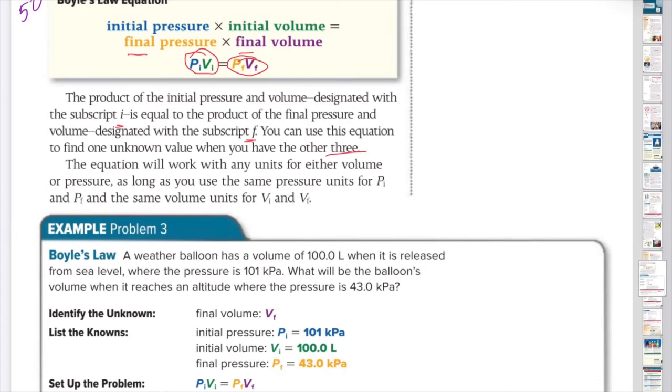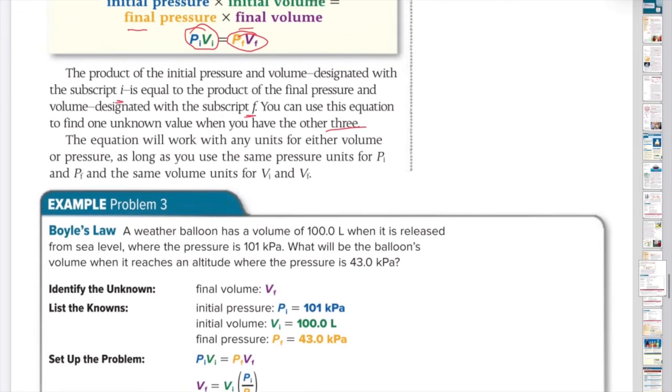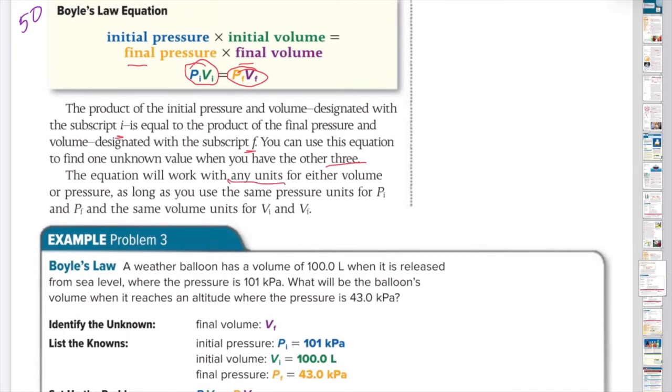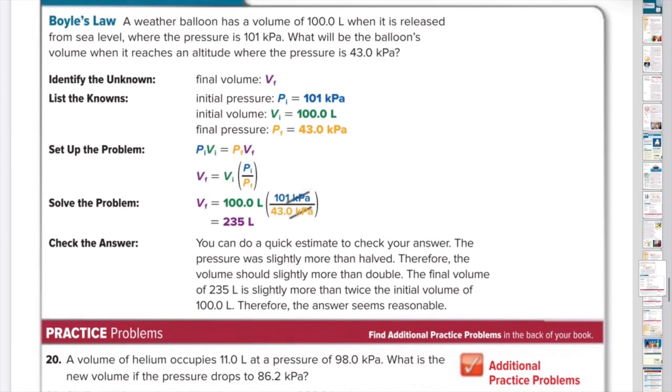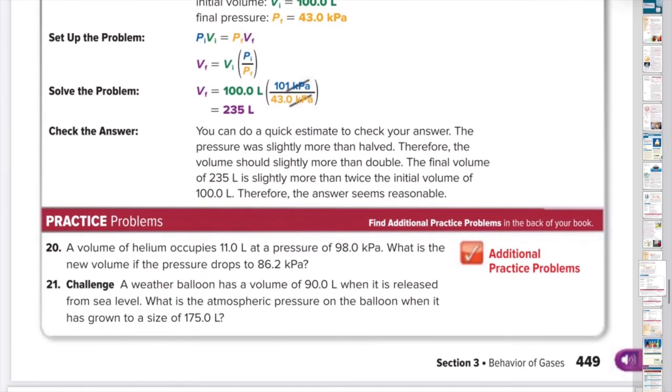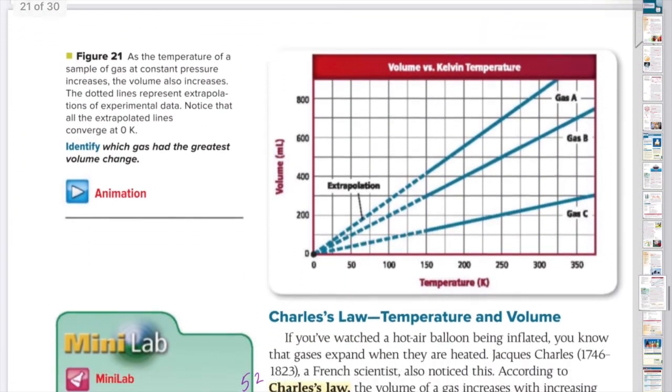The equation will work with any units for either volume or pressure, as long as you use the same pressure units for PI and PF and the same volume units for VI and VF. So units don't really matter here. As long as you're using the same units on both sides, you should be okay. So example problems, we'll get to those later. That's a separate assignment.